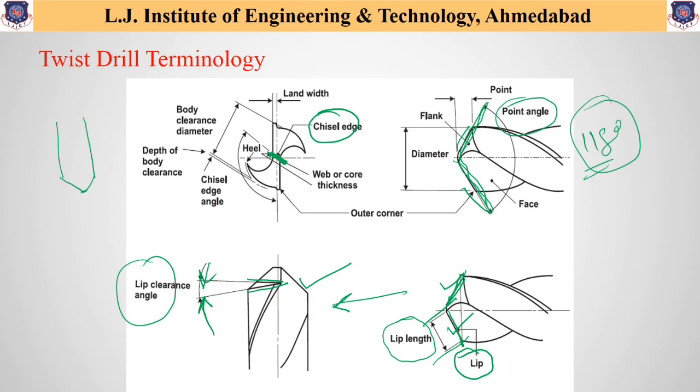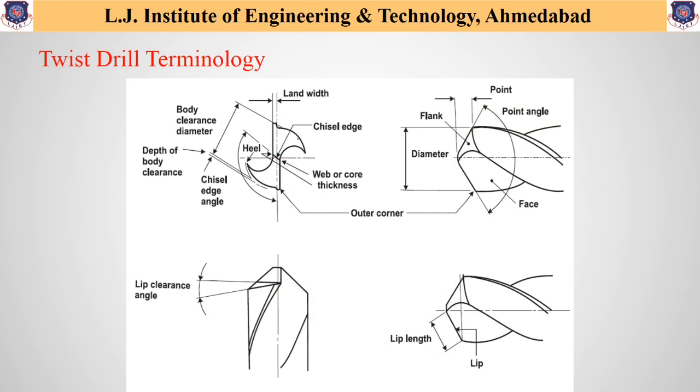And as one can see over here, if we extend this chisel edge up to a certain limit and check the angle, this angle is nothing but the chisel edge angle. If we want to define it, it is the obtuse angle between the chisel edge and the lip.